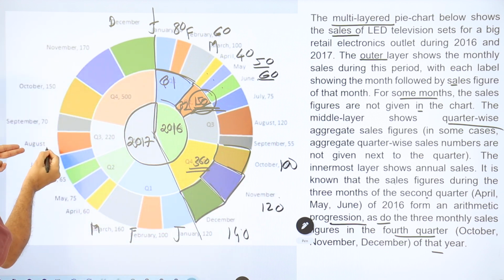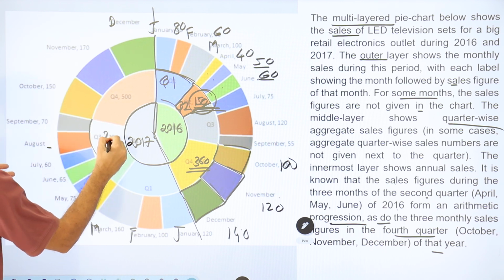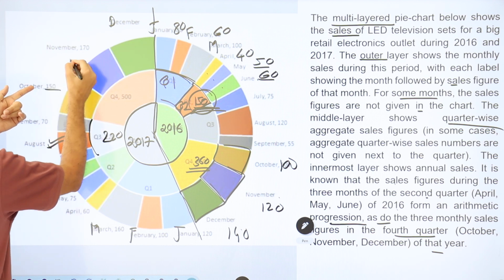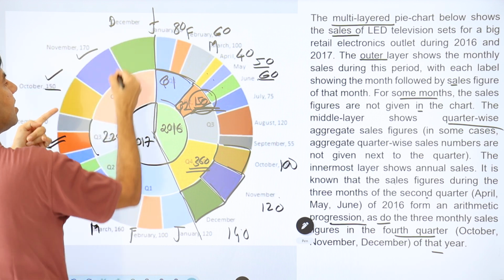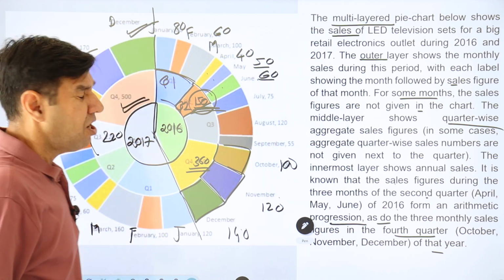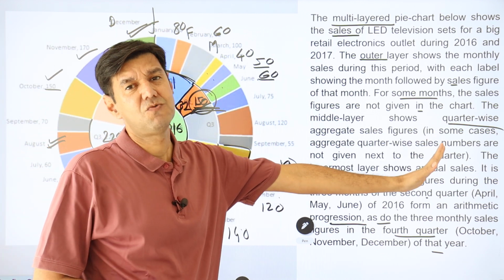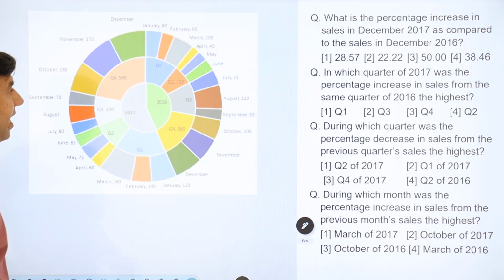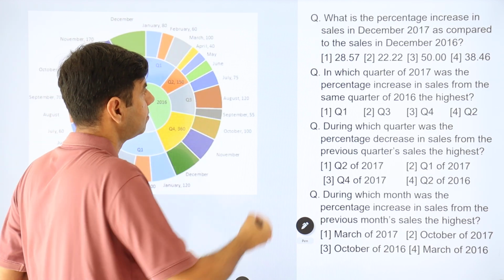We don't know August here, but we know the sum over here, 220, so you can easily find this. Similarly, October is known, November is known, December is not known, but the sum is known, so you can even find December. Right? So I don't think there's anything which would even remotely act as a hurdle here. So directly let's go to the questions.